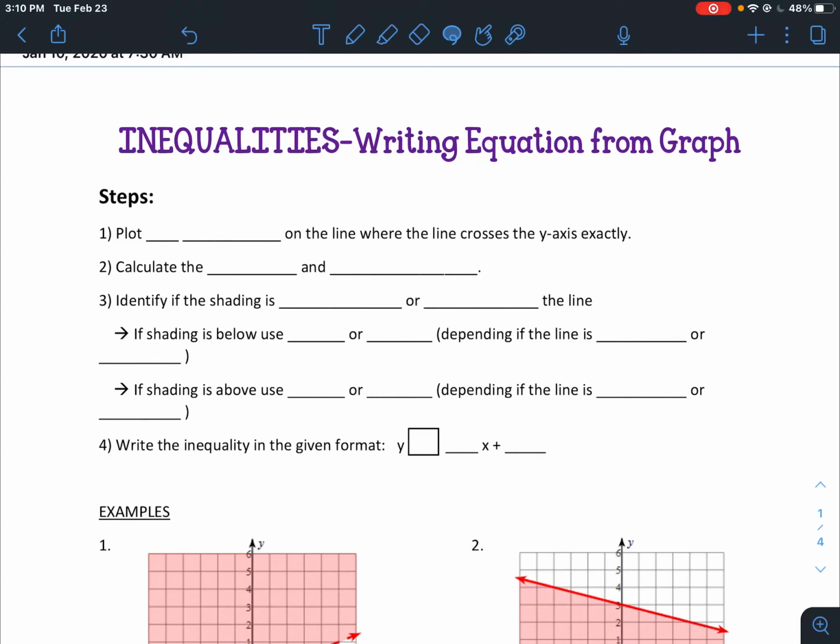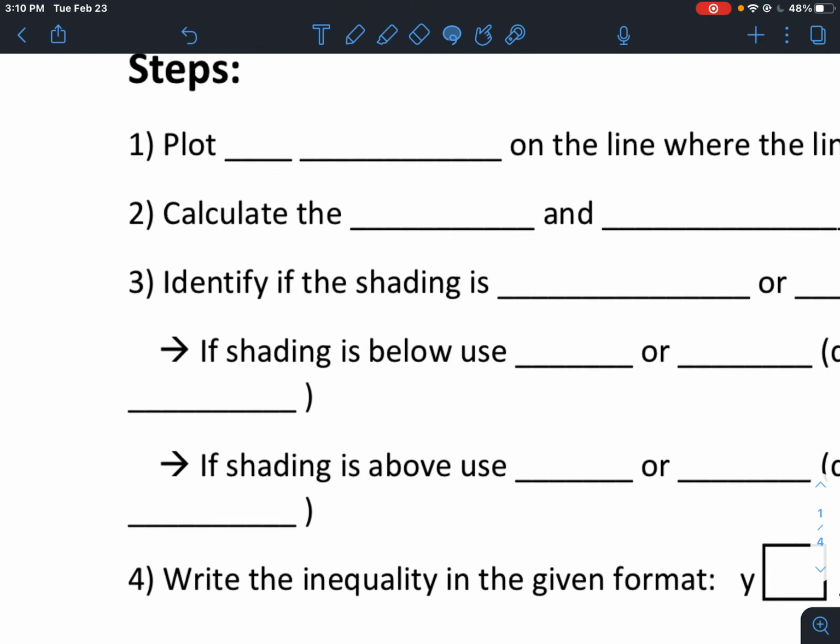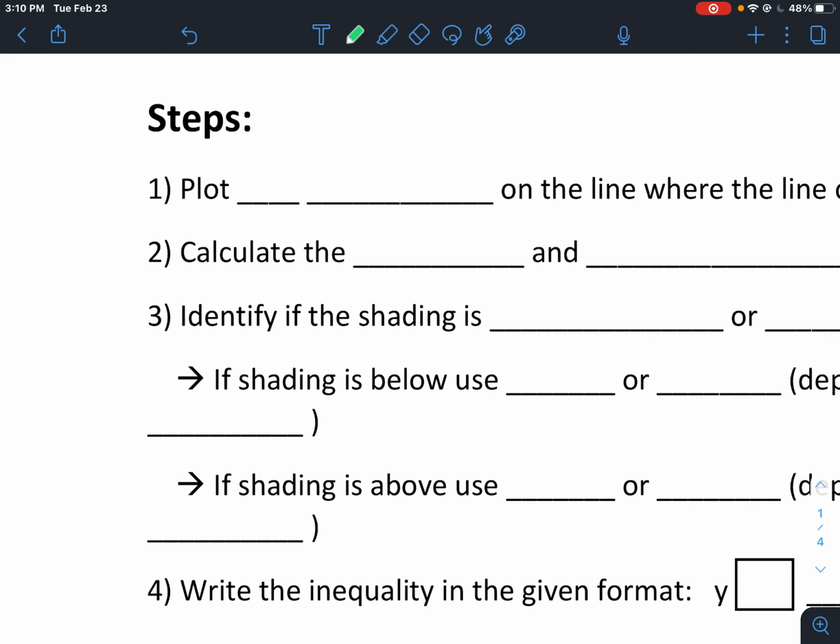Okay, so the last thing we really need to learn is how to write an equation from a graph. So we're dealing with inequality, so we're writing the inequality that is shown on the graph. We're given a graph. I need to write the inequality that goes along with it. So here are your steps.